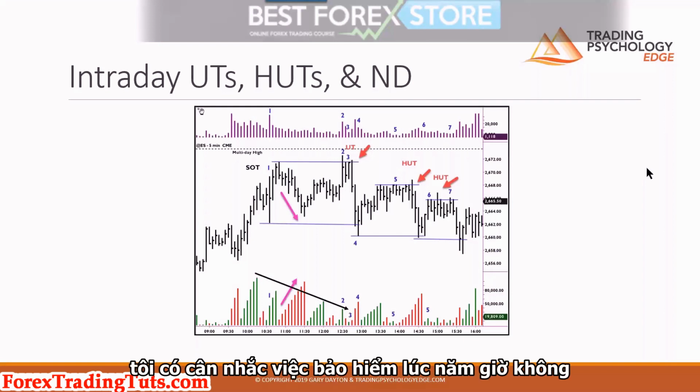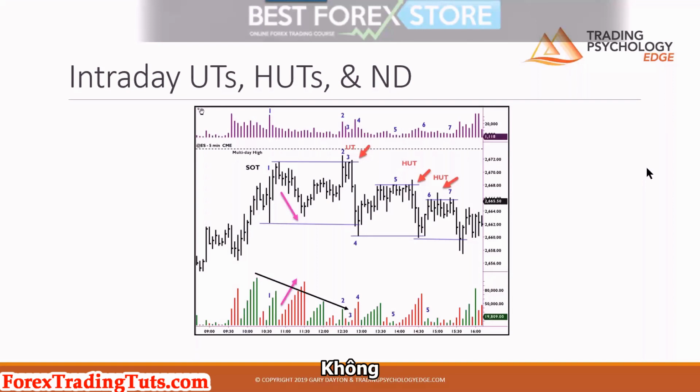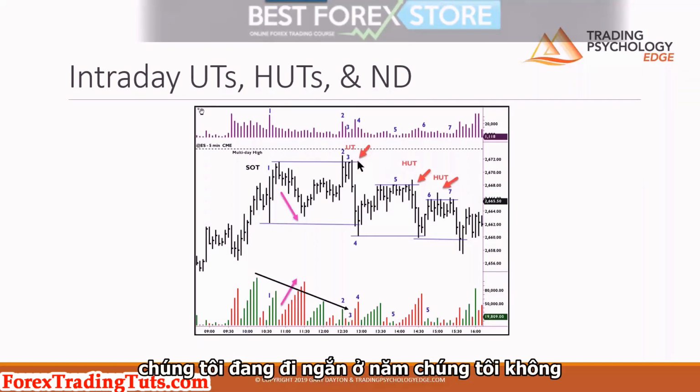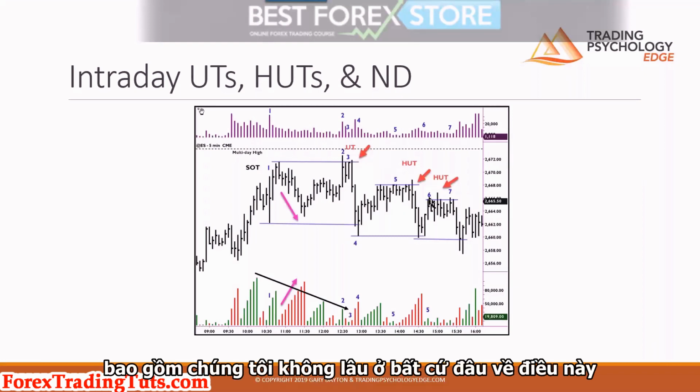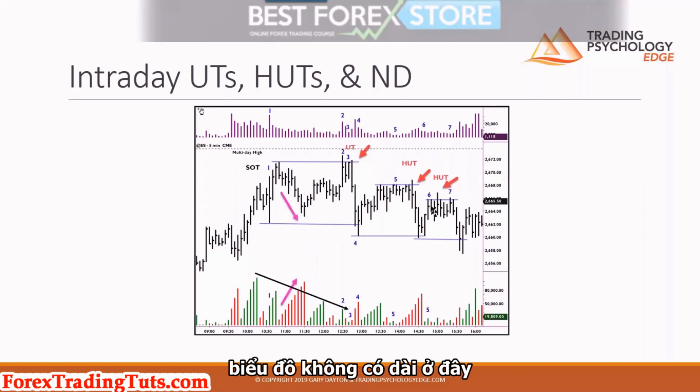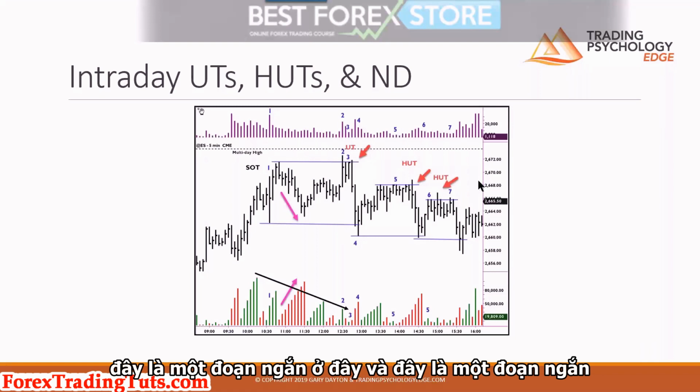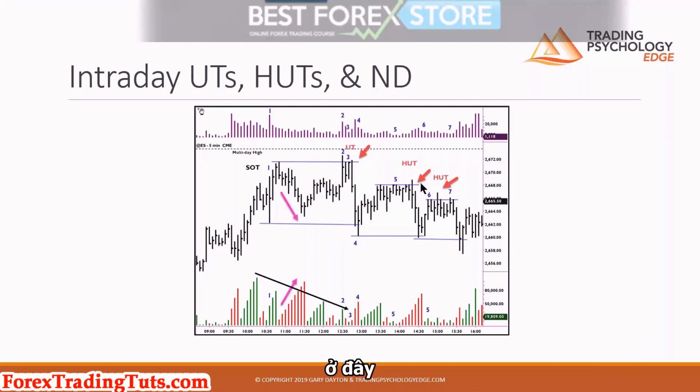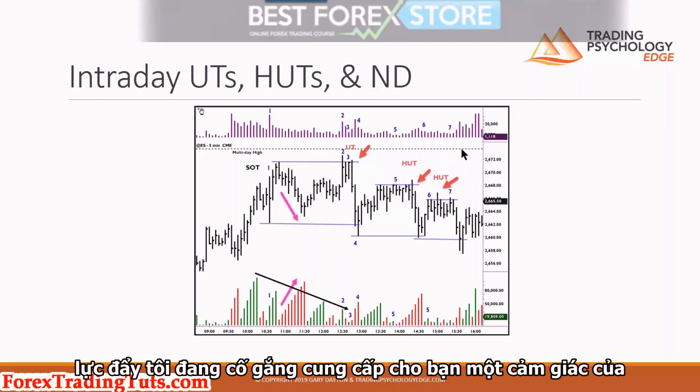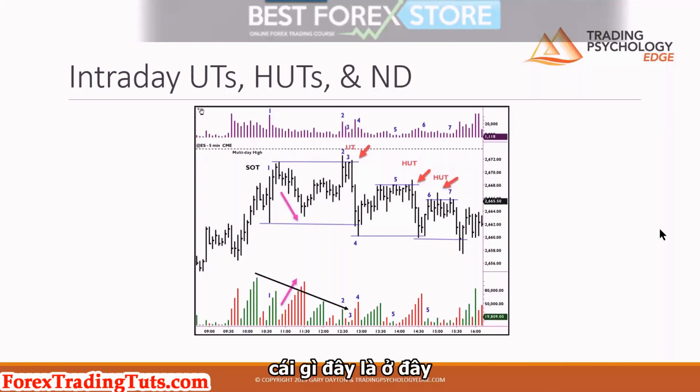Would I consider covering at 5? No. I'm sorry, Steve, I'm not catching your question here. We are going short at 5. We're not covering, we're not long anywhere on this chart. There's no longs here. This is a short here, this is a short here, and this is a short in here. These are hidden upthrusts and upthrusts. I'm trying to give you a sense of what this is here. So there's no long trades there at all.